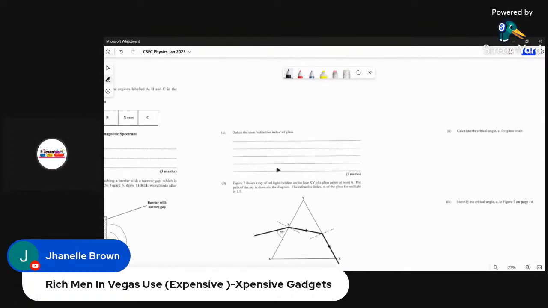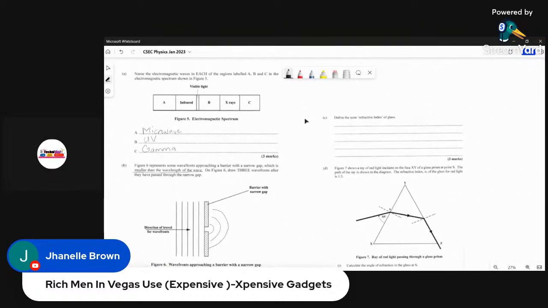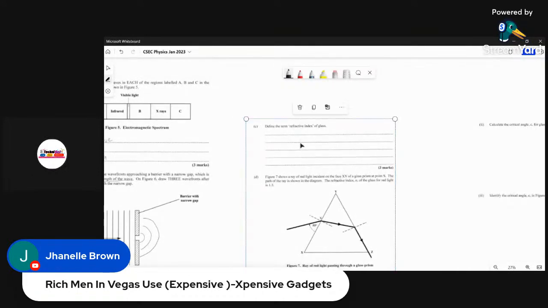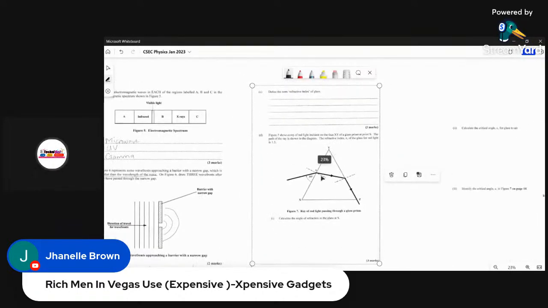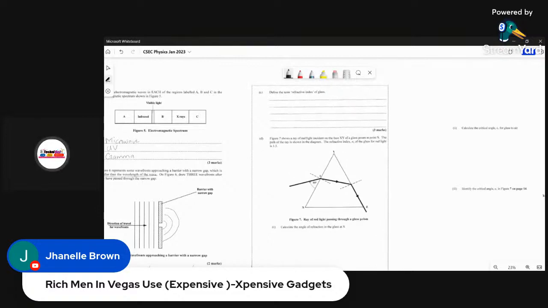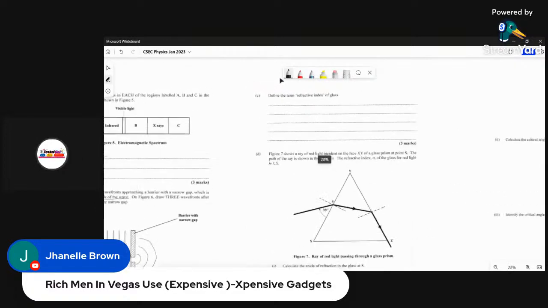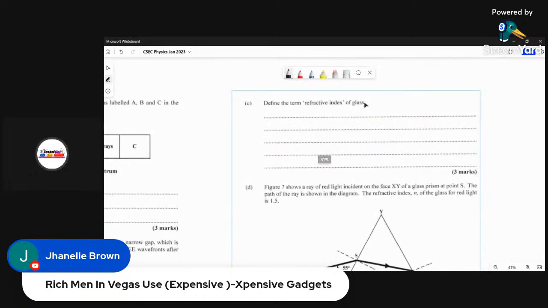Okay, so now we go to the next question, C. So we did A and B already. Define the term refractive index of glass. Now again, I'm going to say to you, the mere fact that they placed "of glass" in the question simply means they want you to define the refractive index with relation to glass. It's not just good enough to define refractive index. You have to define the refractive index of glass.